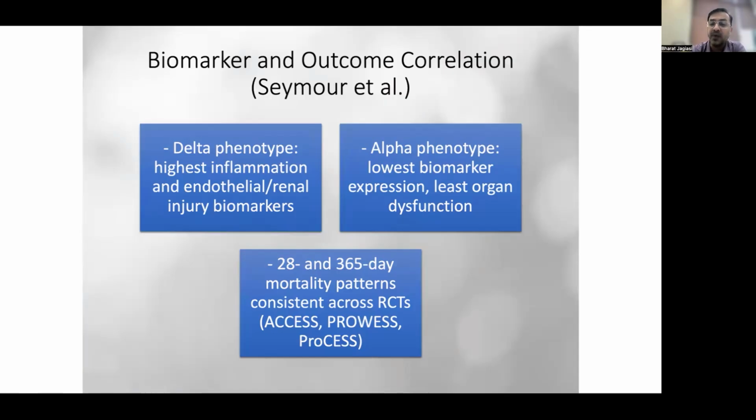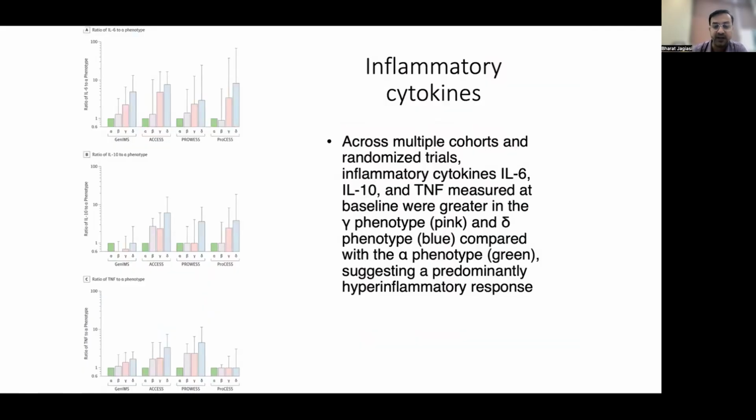If you look at the biomarkers, the alpha phenotype had the lowest biomarker expression and least organ dysfunction, and the delta phenotype had the highest inflammation and endothelial and renal injury. The 28 and 365-day mortality pattern was also consistent across the RCTs, including ACCESS, PROWESS, and PROCESS. Here as well, the various IL-6, the ratio of IL-10, and tumor necrosis factor were used as different parameters across these studies.